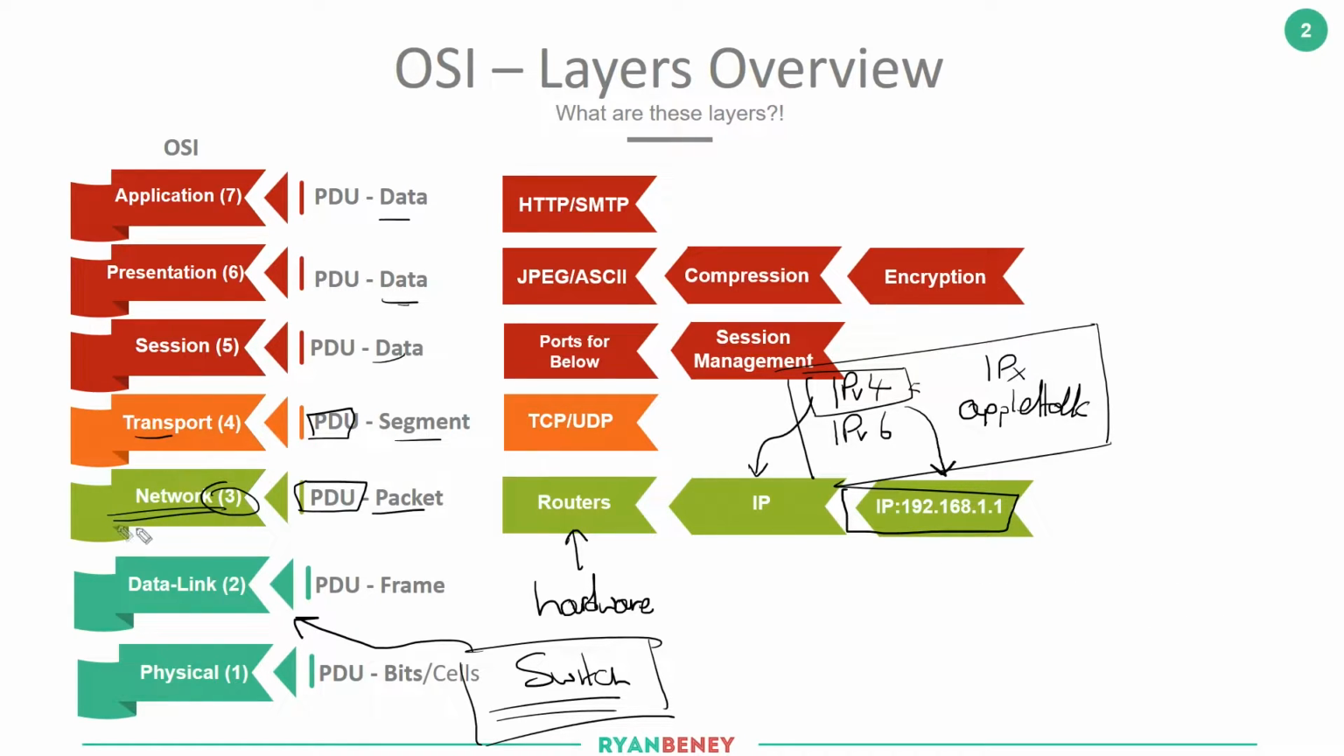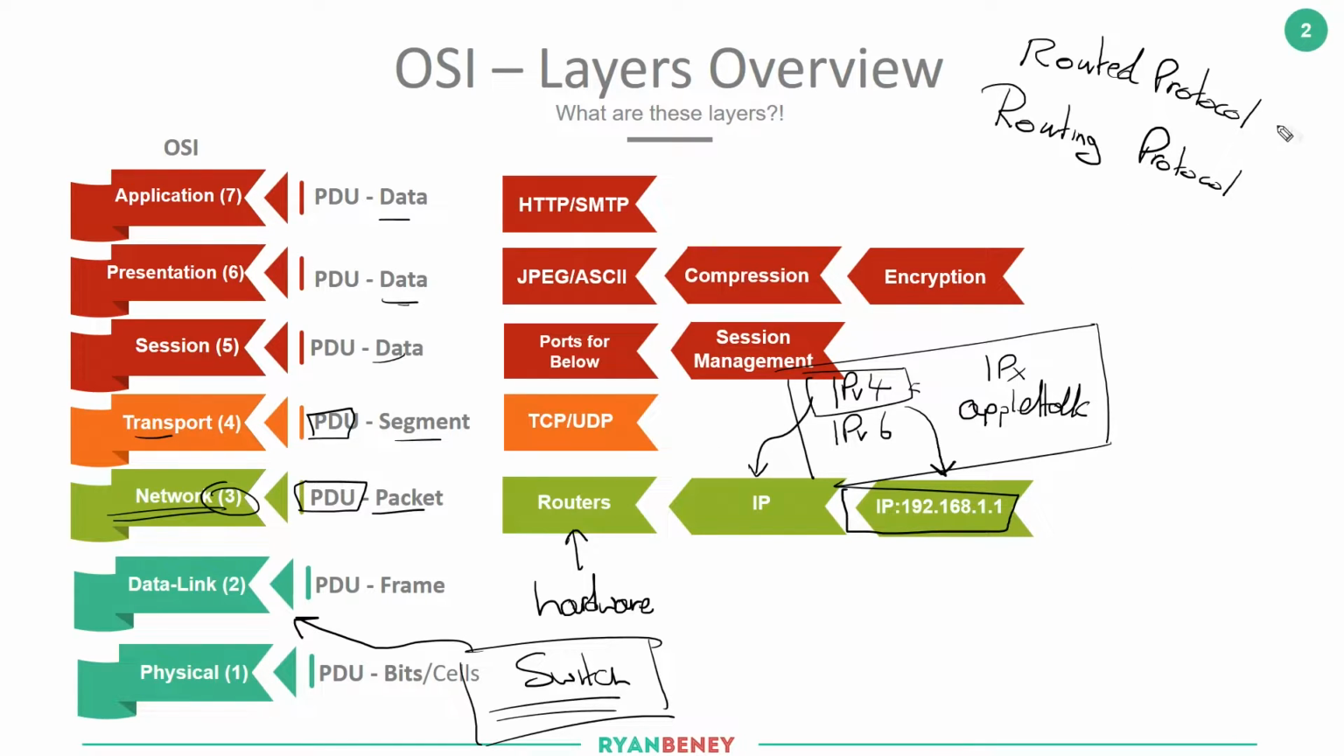To give an example of what the network layer actually does, we can do two things. You hear something called a routed protocol and something called a routing protocol.